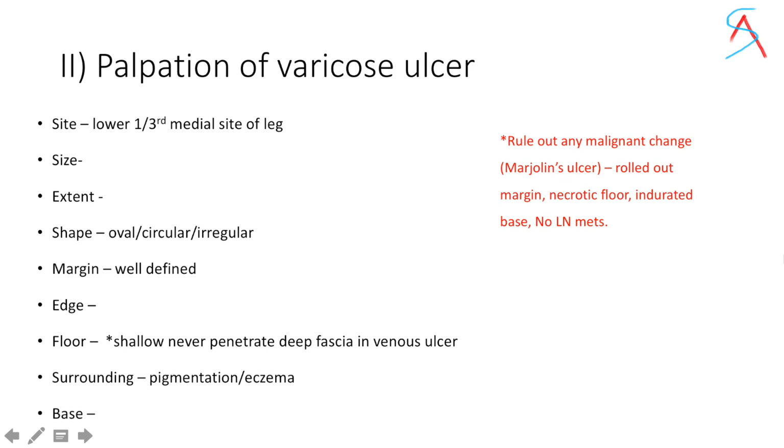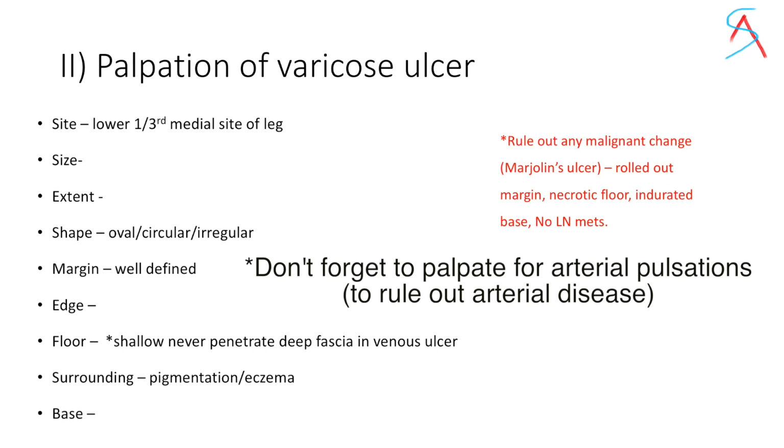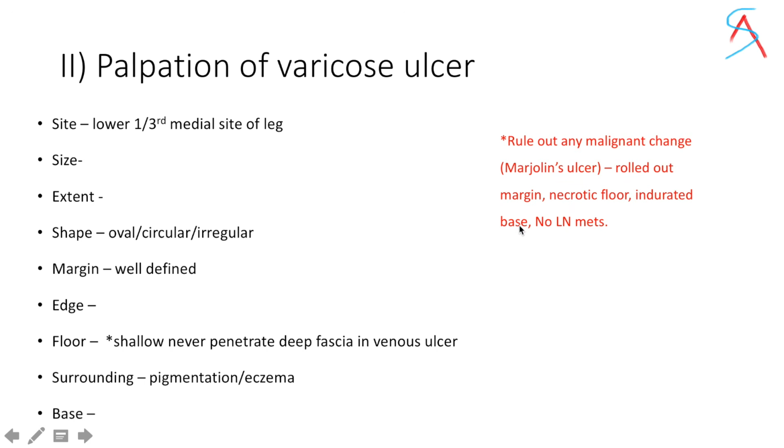Generally, what we have to do is rule out any malignant change, Marjolin's ulcer, as I already told you. In Marjolin's ulcer, margins would be rolled out because it has a component of squamous cell carcinoma. The floor may be necrotic and there may be induration in the base. Another thing is Marjolin's ulcer never metastasizes through lymphatics, so there will be no lymph nodes palpable.